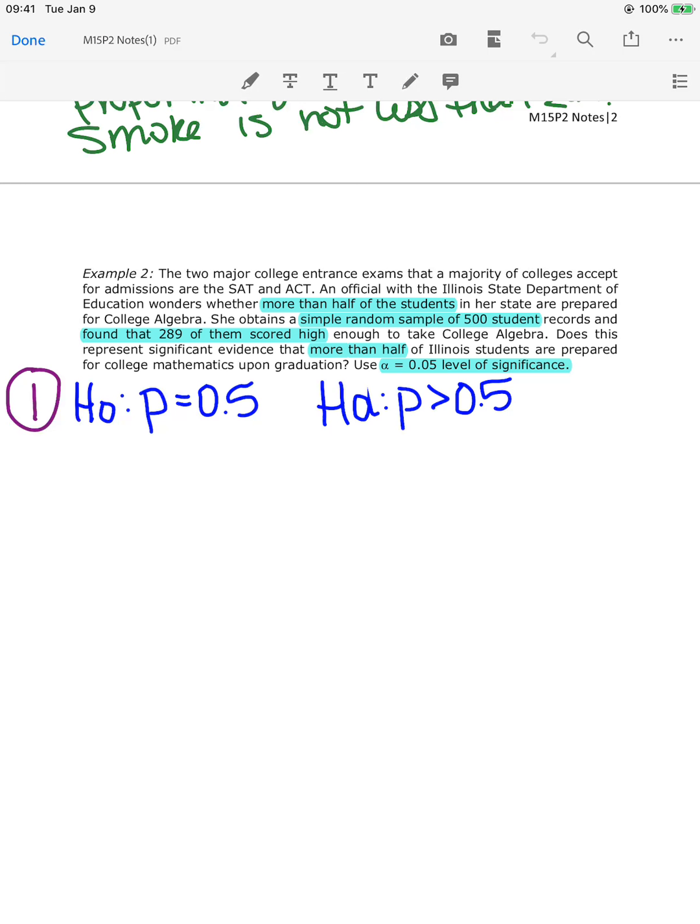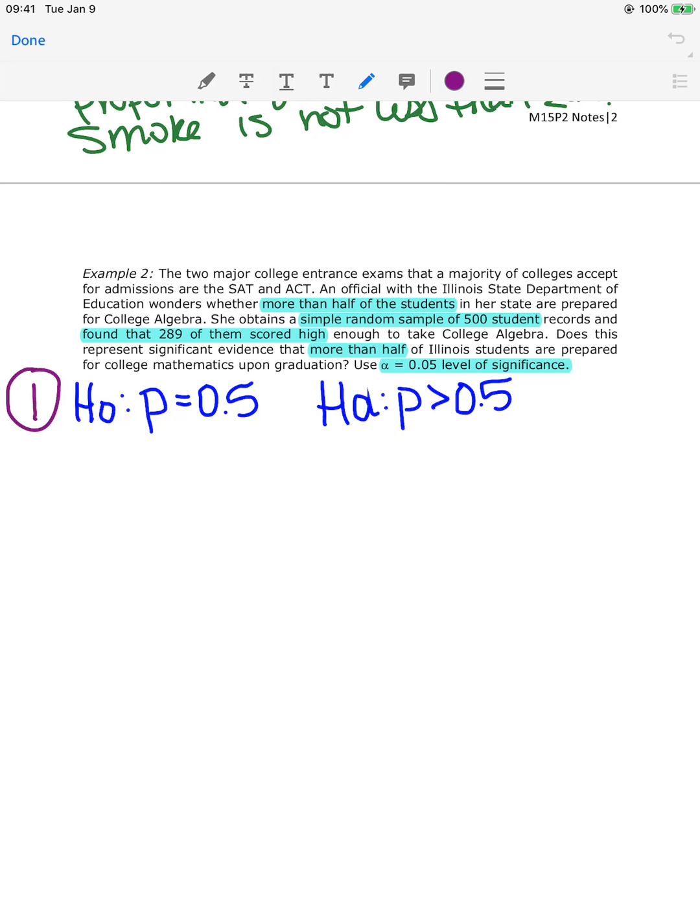Sometimes it's actually easier to look at what the alternative hypothesis is going to be first, because we see this more than half. So it's totally okay to write out the alternative first and then work backwards to figure out the null, because if you notice, the alternative is the same parameter, still P, and the same value. The only difference is it says equal to. So if you're reading the problem and you get stuck and you're like, I don't know what the null should be, see if you can figure out what the alternative is. See if you can figure out what it is that you're testing. And then work backwards from there to figure out the null.